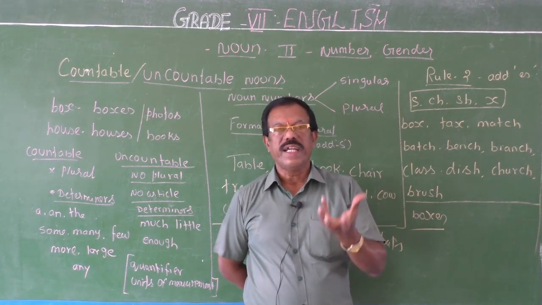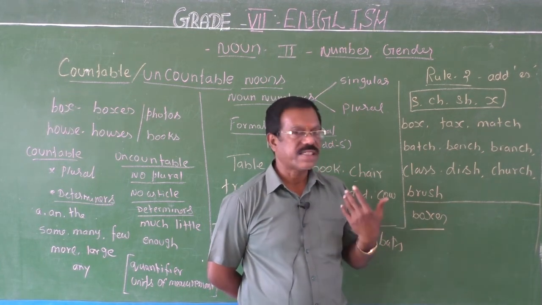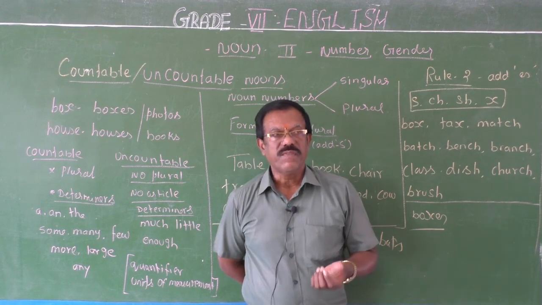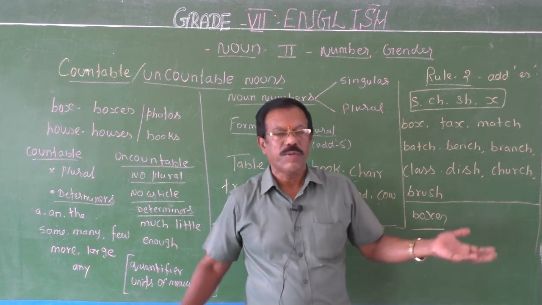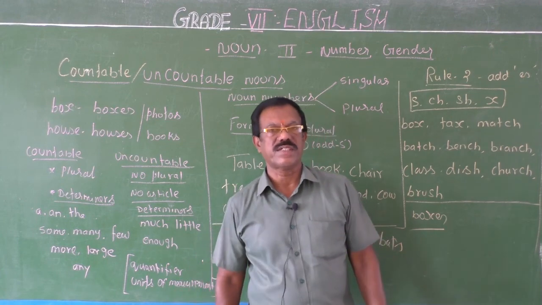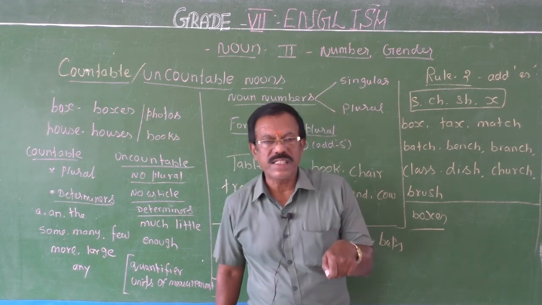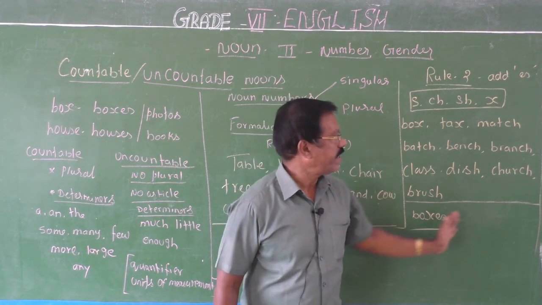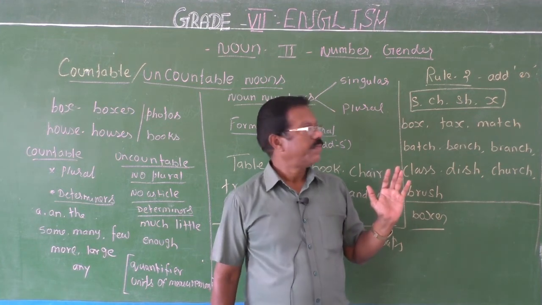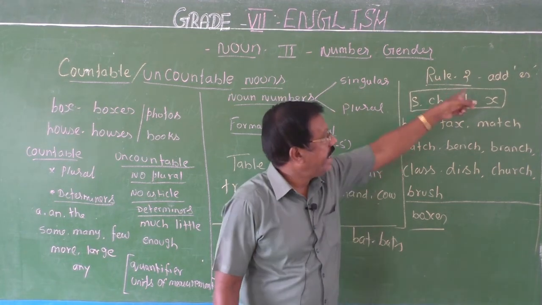Children like to have many dishes. And searches. If you visit Vertigan City, you can see more searches. Then brush. Painters use different types of brushes. Okay, fine. So in all these cases, plurals are formed by adding ES to the singular.